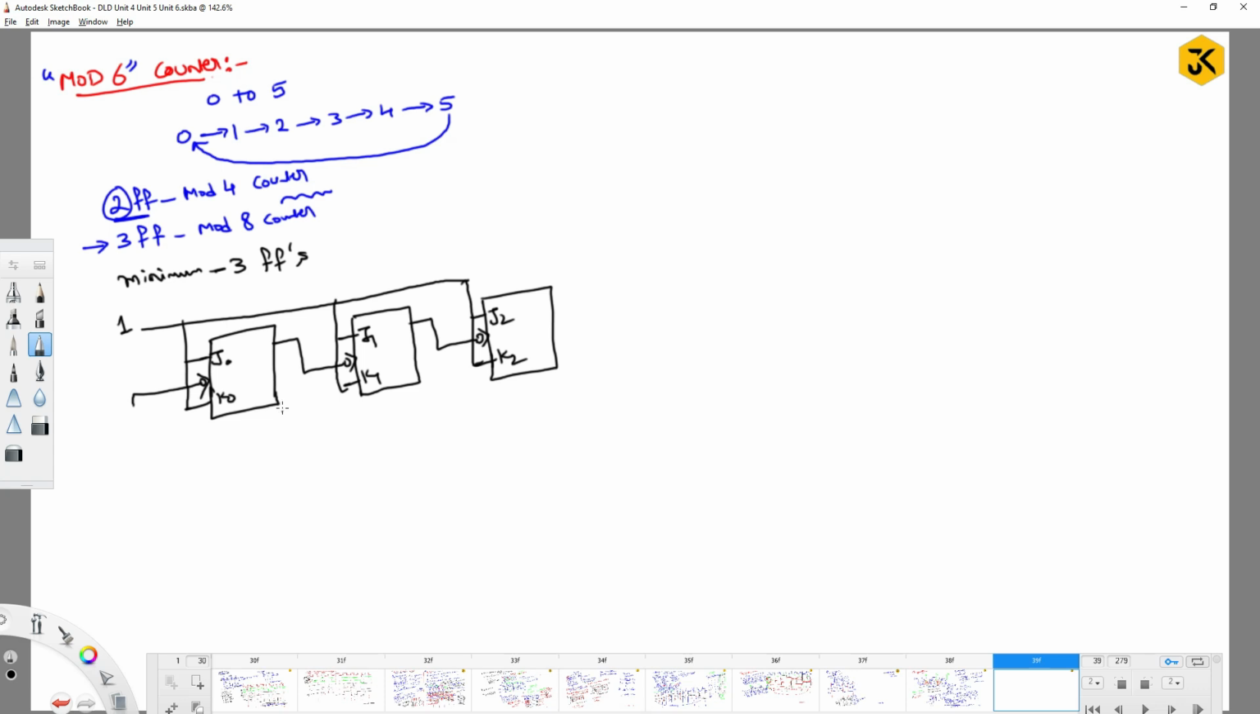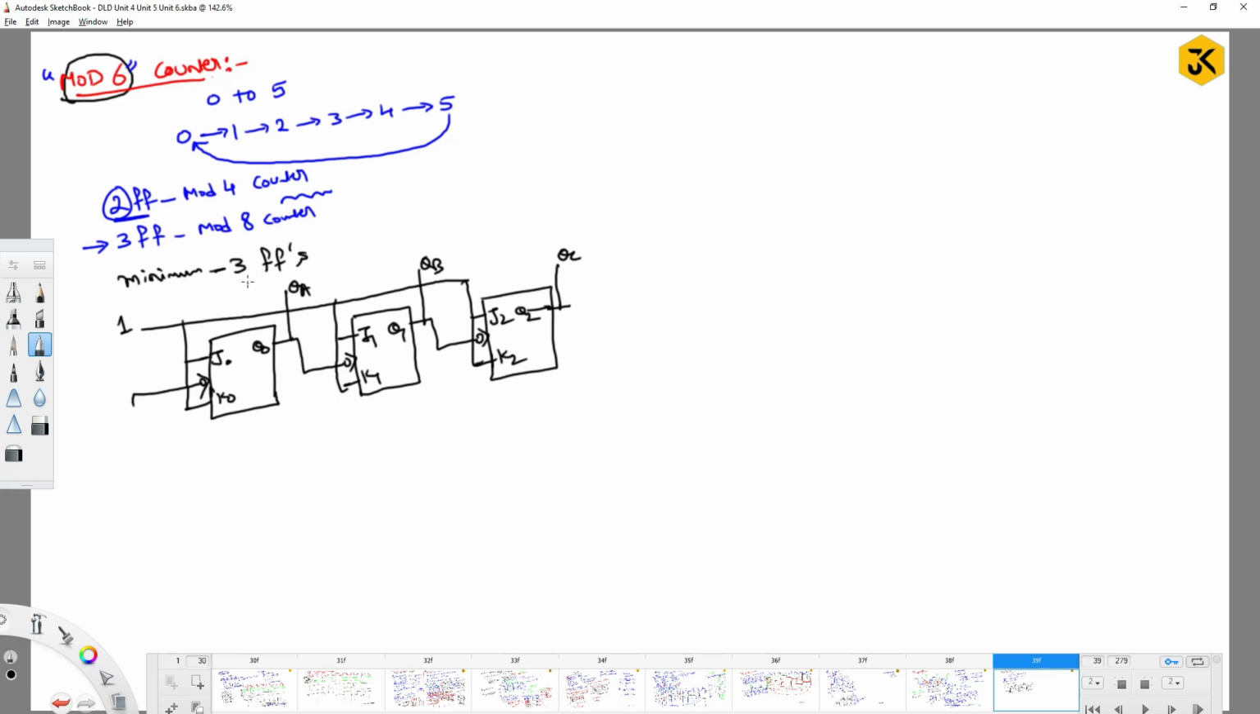Let me know, right? We have seen various kinds of examples, Q0, Q1, Q2. If you understood, this is QA, QB and QC, which is acting as a mod 8 up counter. That's good, fine. But the point is they are asking only for a mod 6 counter.